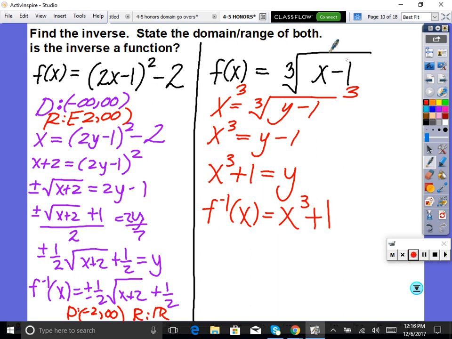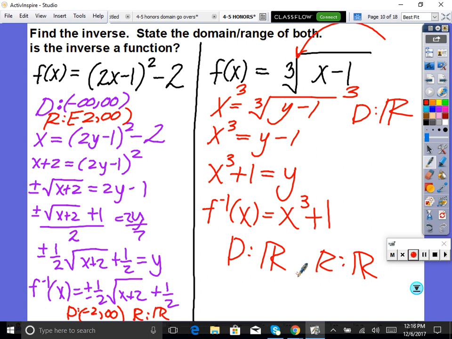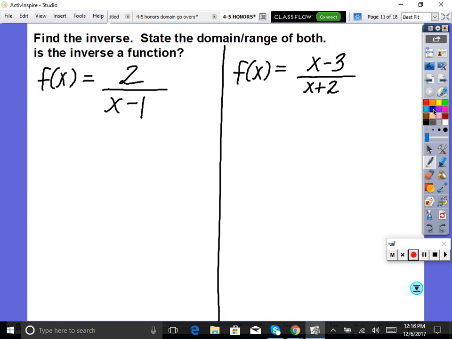What's the domain here? Any problems with odd roots? All real numbers? So then my range here will be all real numbers. What's the domain here? Any problems? All real numbers. So my range here must be all real numbers. Pretty simple. Okay, now let's just do algebra. So watch, the algebra is going to get harder.